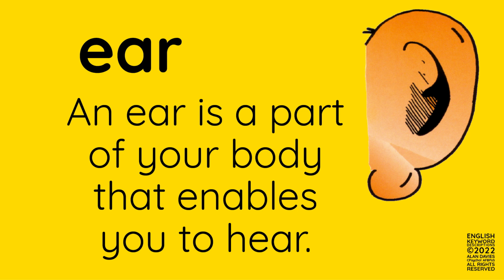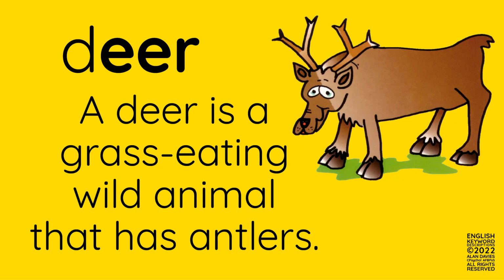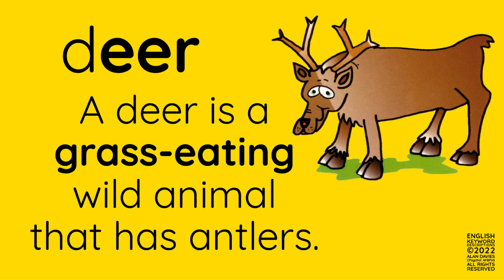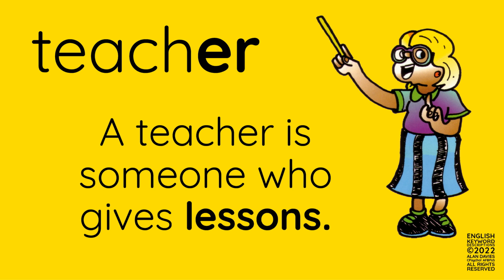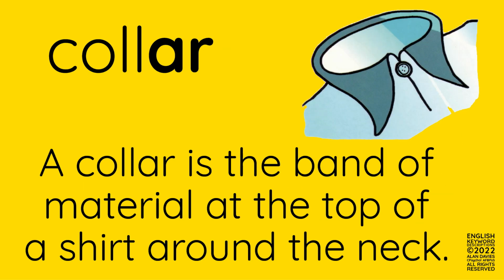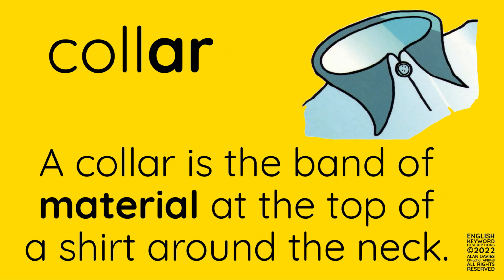Ear. An ear is a part of your body that enables you to hear. Deer. A deer is a grass-eating wild animal that has antlers. Teacher. A teacher is someone who gives lessons. Collar. A collar is the band of material at the top of a shirt around the neck.